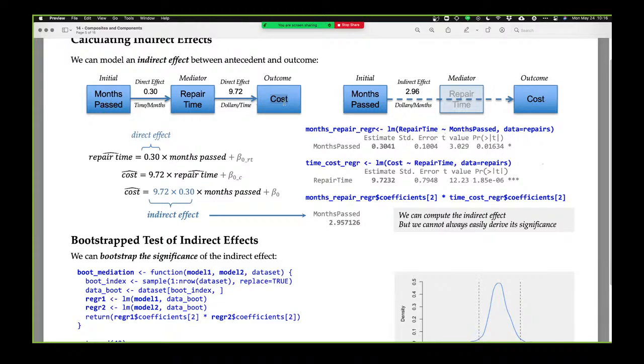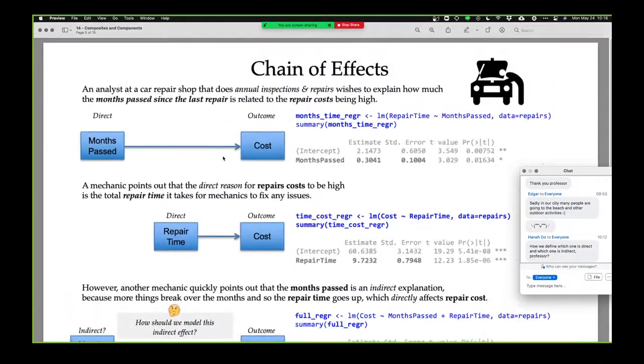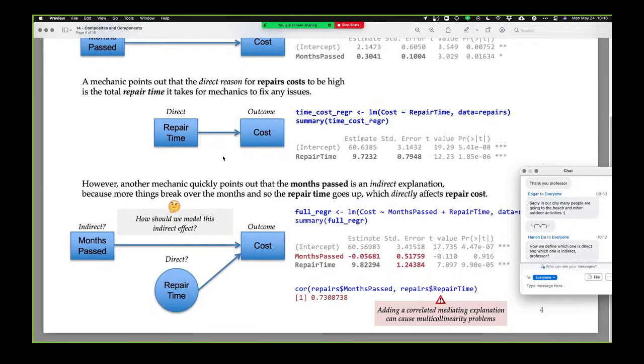Now, Hannah has a really good question, and I'm just going to show it on screen here. Hannah asks how do we define which one is direct and which one is indirect. All right. And Hannah, the explanation of which one is direct and which one is indirect would require some knowledge about how cars are repaired and how that affects costs. As somebody who's just doing applied statistics, I wouldn't be able to answer that question.